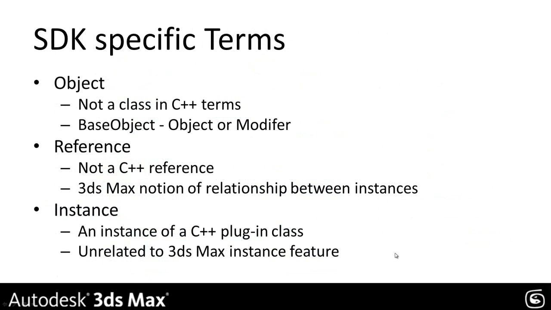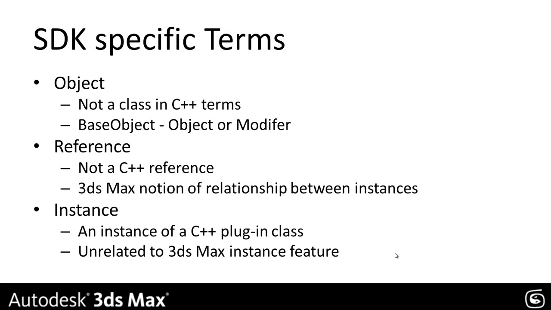So some terminology within the SDK itself. We want to clarify that typically when we refer to an object, it's not necessarily a class in C++ terms. So an object is not necessarily an instance of any generic class. Really what it is is something derived from the 3ds Max version of a class called base object. And this often refers to a geometric object or a modifier.